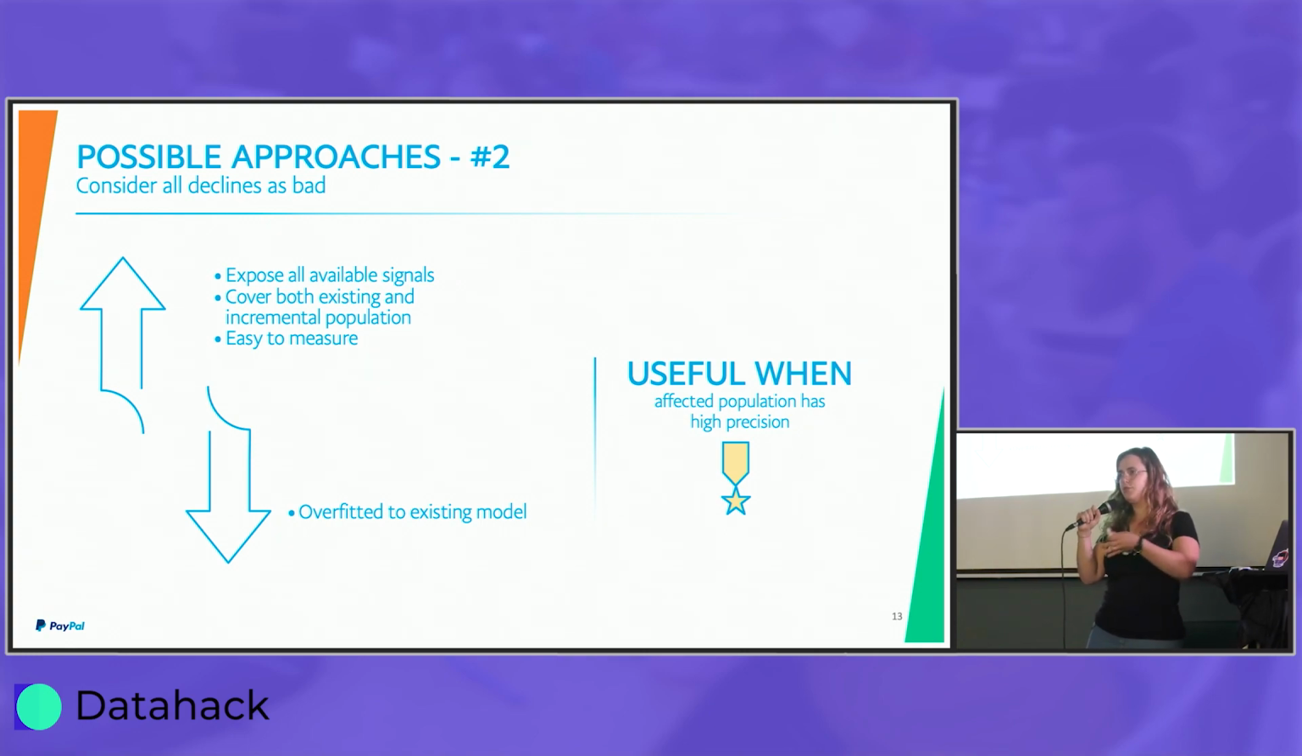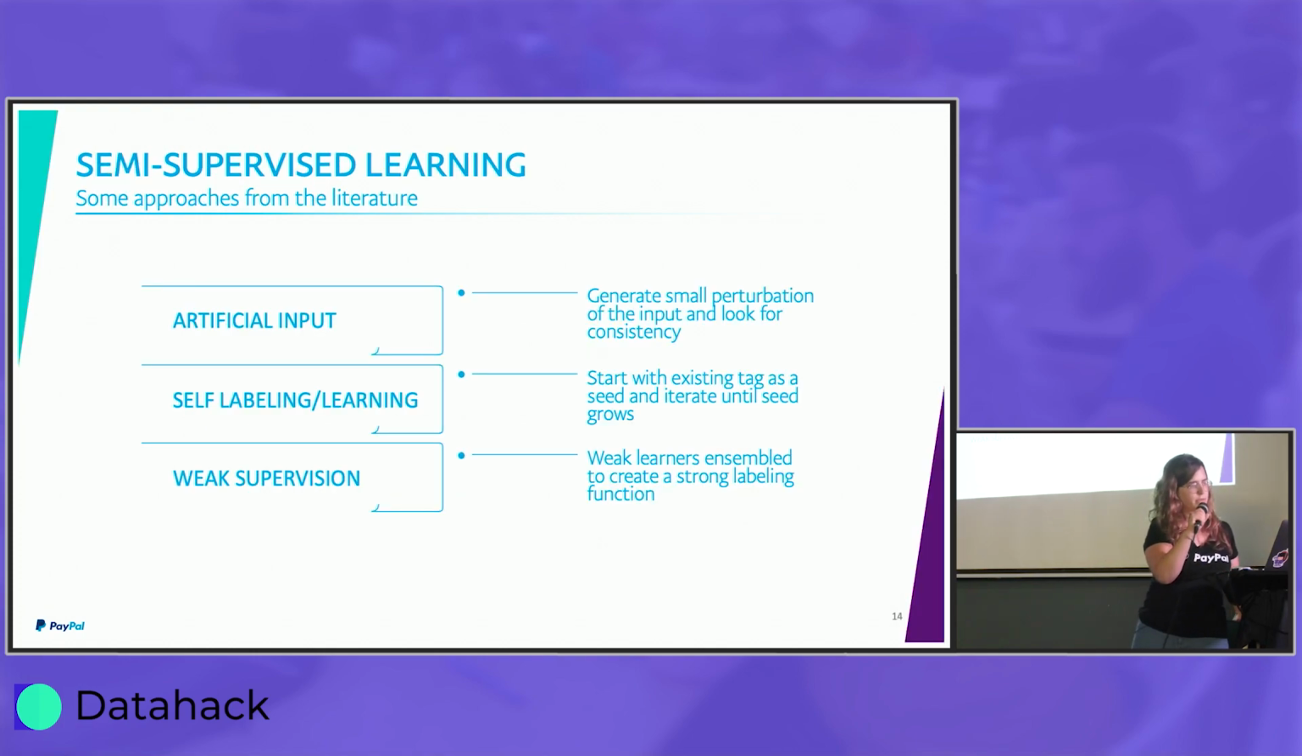So what can we do if we cannot just reduce it back to a supervised learning problem? Some examples from the literature.